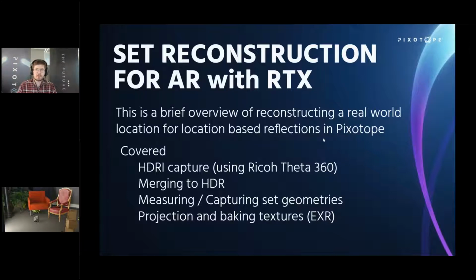There's of course the generation of the geometry, but we also wish to capture the actual color data and basically the reflected data of the physical set. This is known as generating a cube map or doing an HDRI capture. The way we generally tend to do this is using a Ricoh Theta, which looks like this. It's a very nice, very small portable 360 camera.